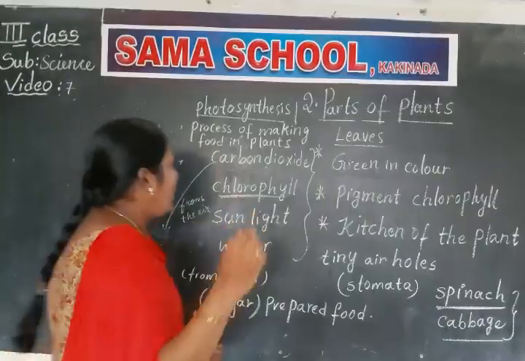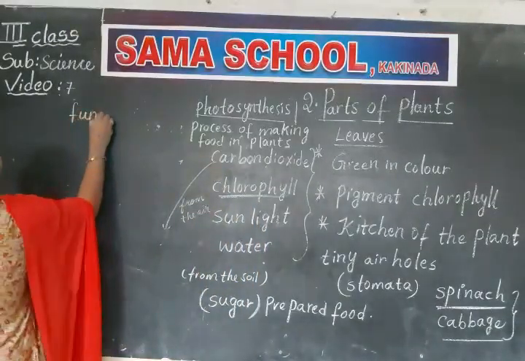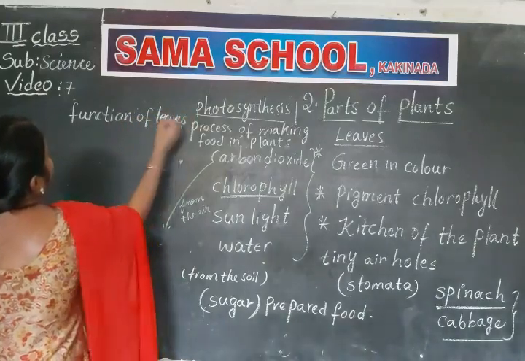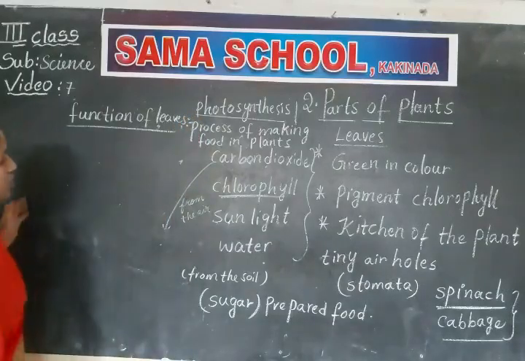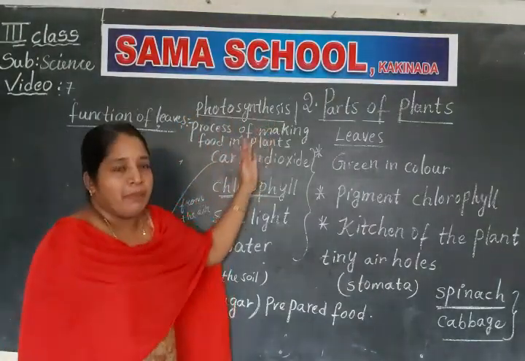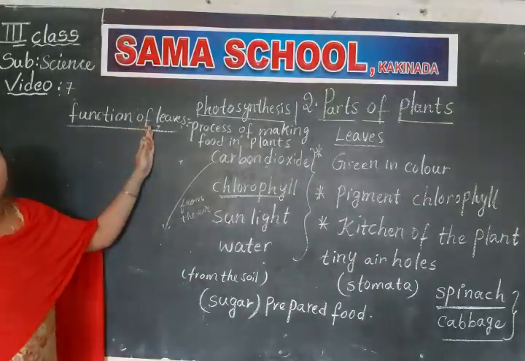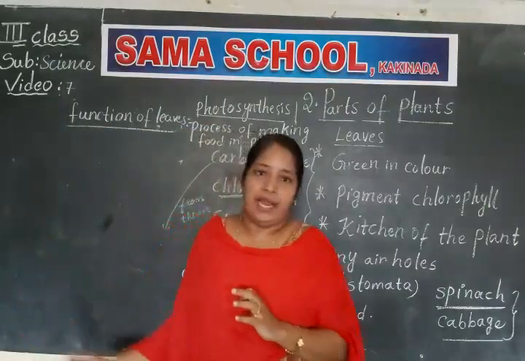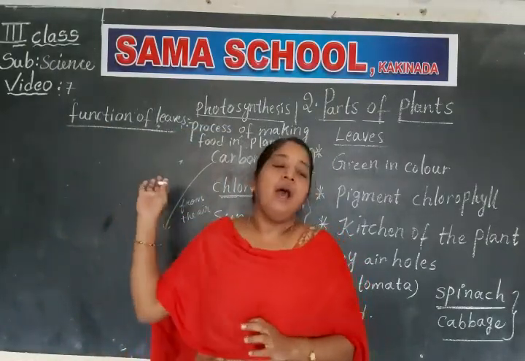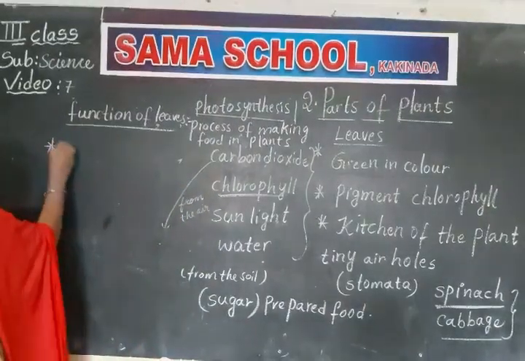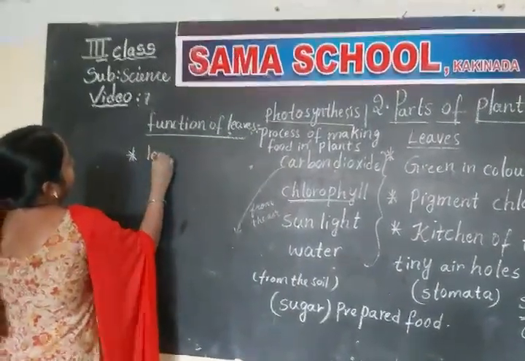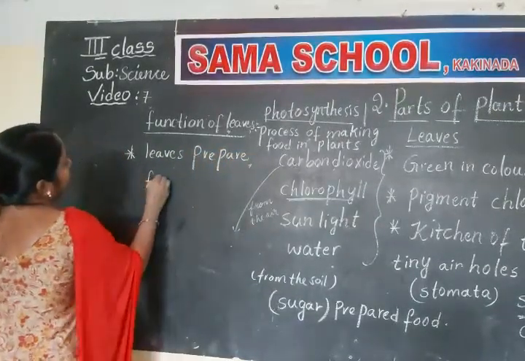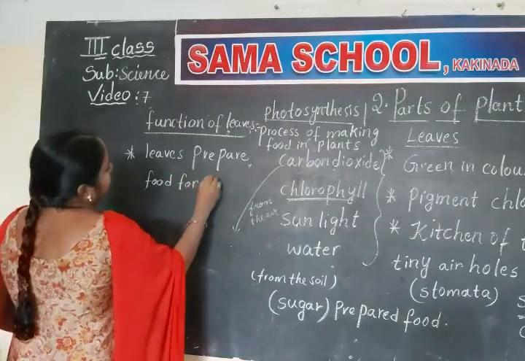Now see, what are the functions of leaves? You have already learned plants can prepare their own food material. So leaves are the main part in plants because leaves can prepare food for the entire plant. That is one function of leaves: leaves prepare food for the plant.